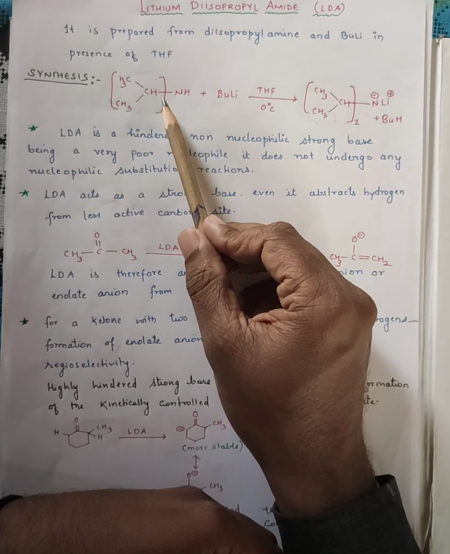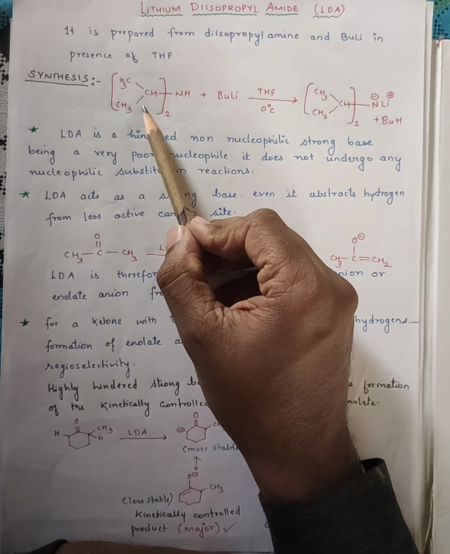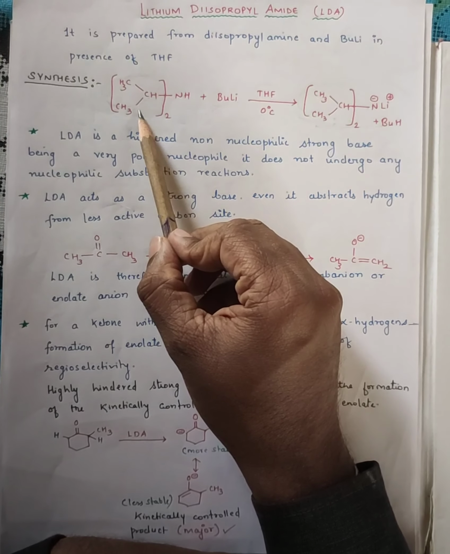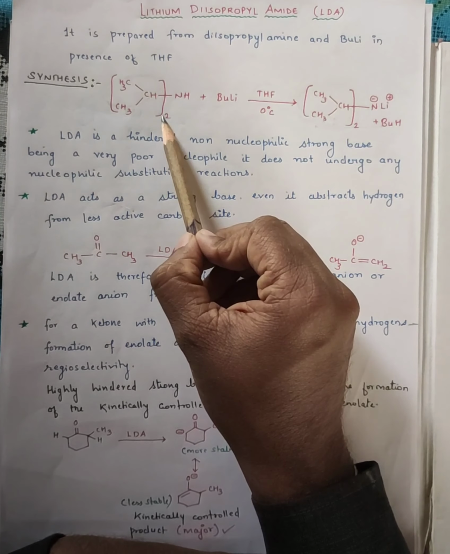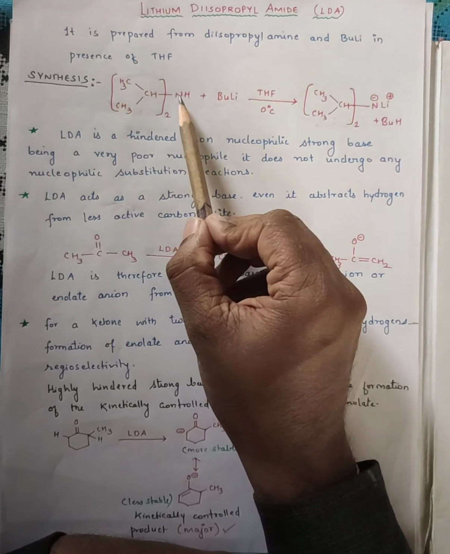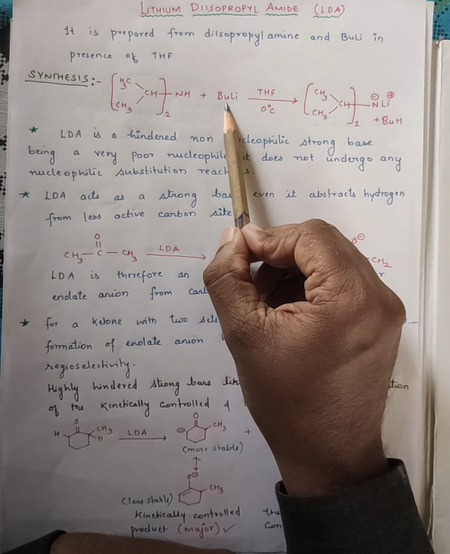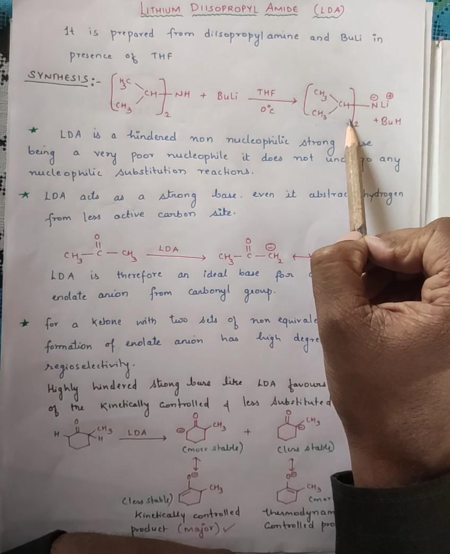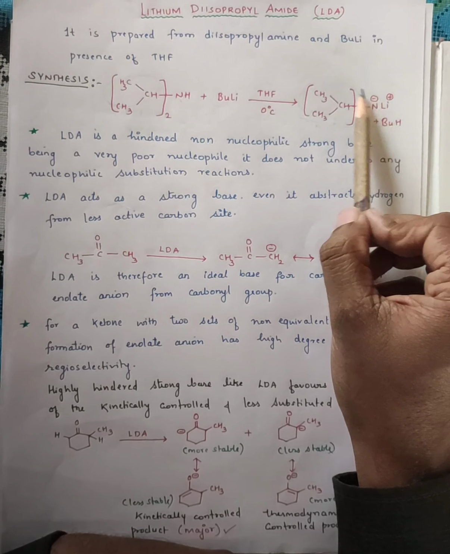Now, how to prepare LDA? LDA is prepared from diisopropyl amine. This is an isopropyl group. If you see the structure, there are two isopropyl groups, hence it is known as diisopropyl, and it is NH, so we can call it an amine. When it is treated with butyl lithium in the presence of THF at 0 degrees Celsius, we get lithium diisopropyl amide.